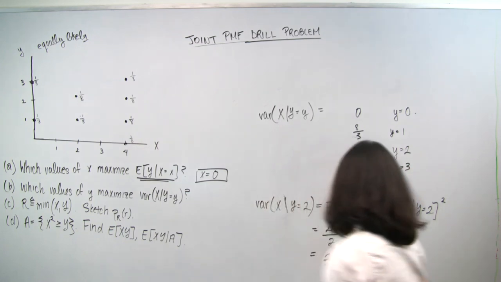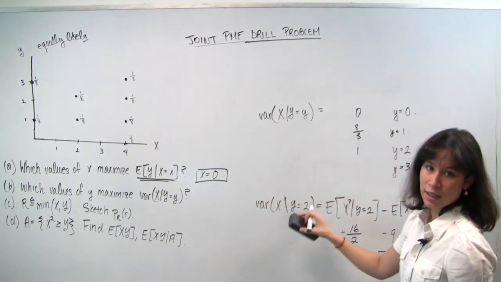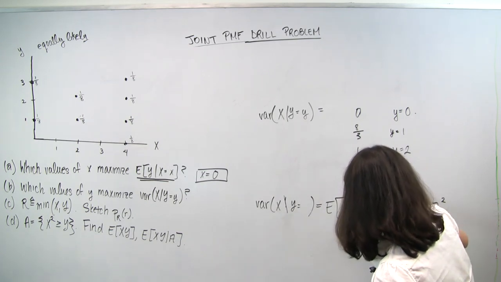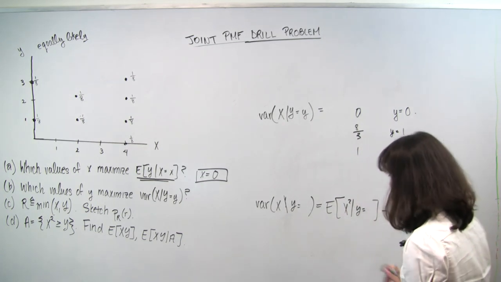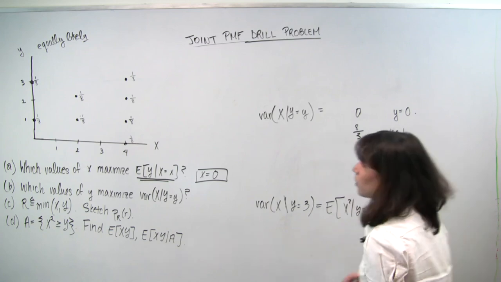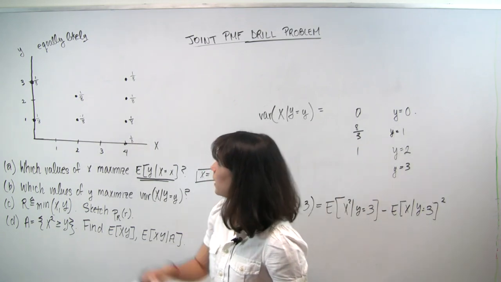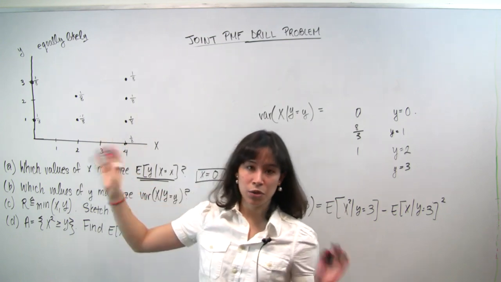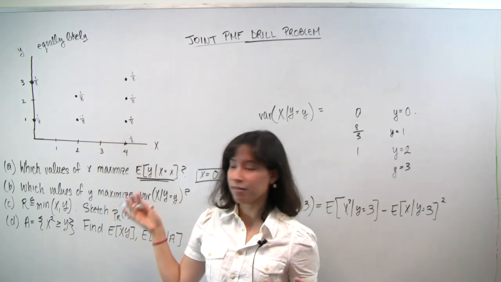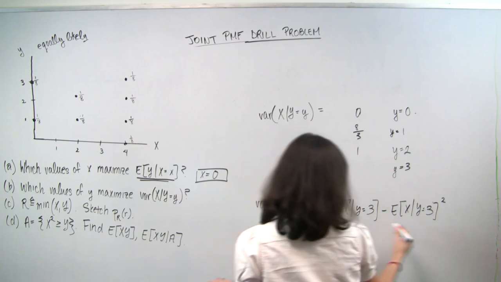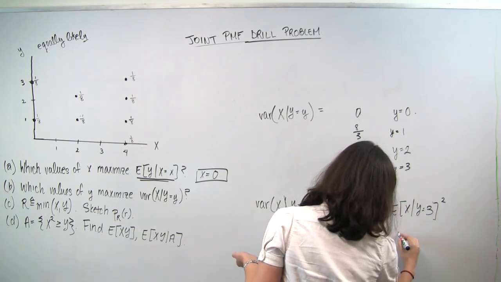And last computation, and then we're done. I'm still recycling the same formula. But now we're conditioning on y is equal to 3. And then we'll be done with this problem, I promise. Okay, so when y is equal to 3, x can take on the value of 0, or it can take on the value of 4. Those 2 points happen with probability half-half. So the expectation is right in the middle, which is 2. So we get a minus 4.